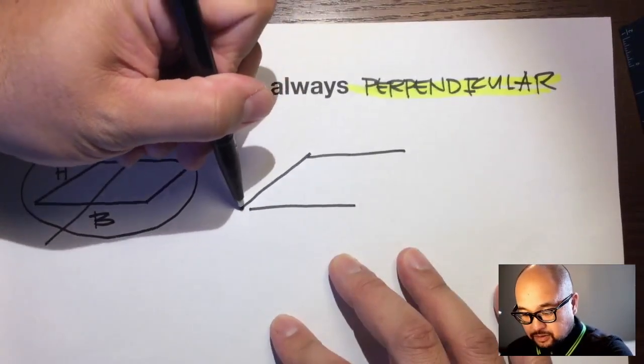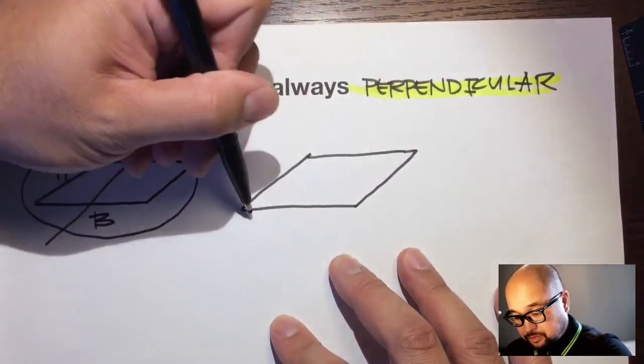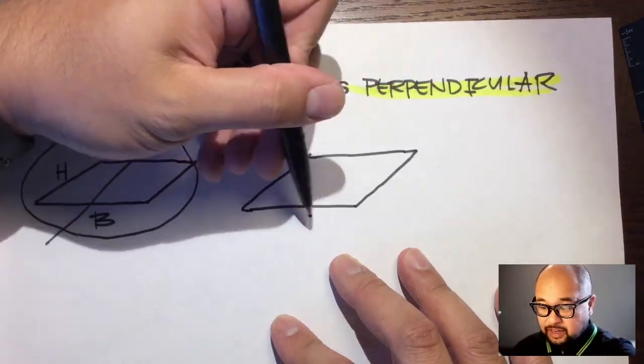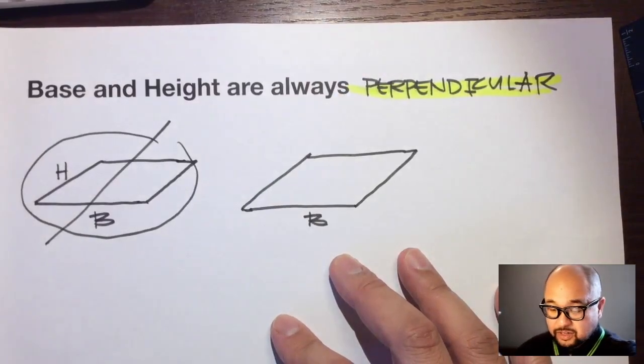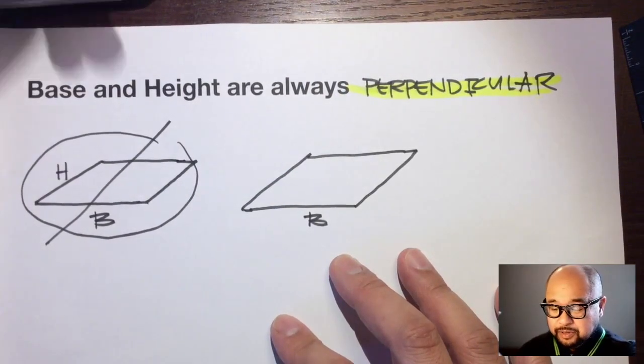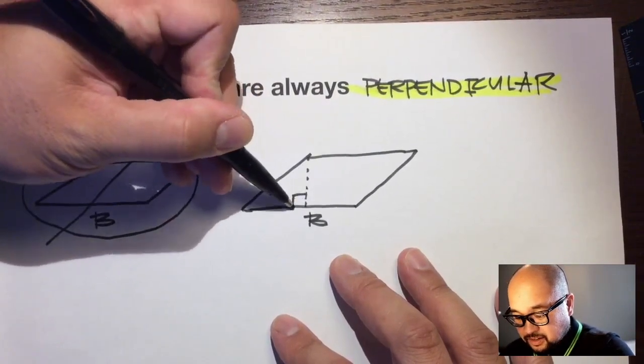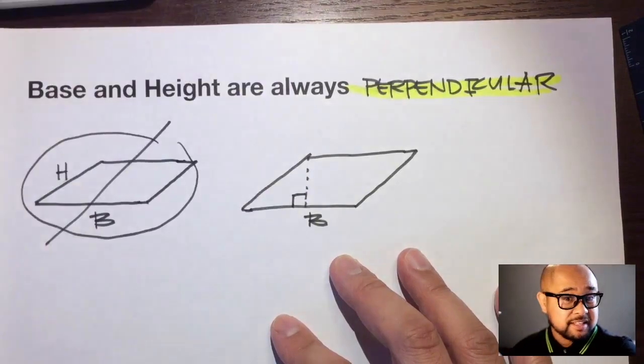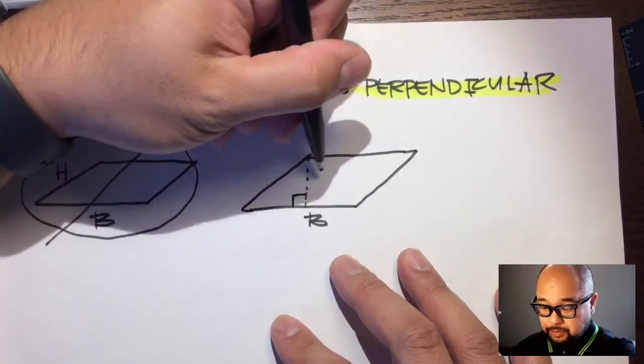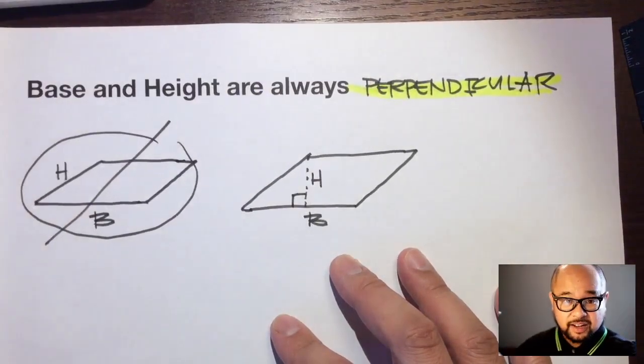Okay, so here's a parallelogram. Opposite sides are parallel. If this was the base, we need a side that is perpendicular to that. So if we drew a line like this that makes an upside down T, right? That's a symbol for perpendicular. This could be the height.